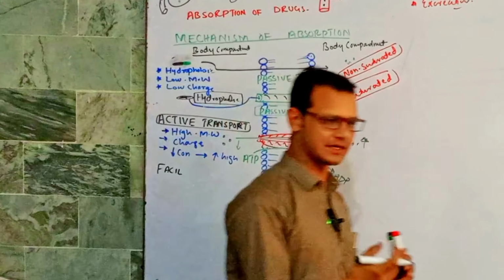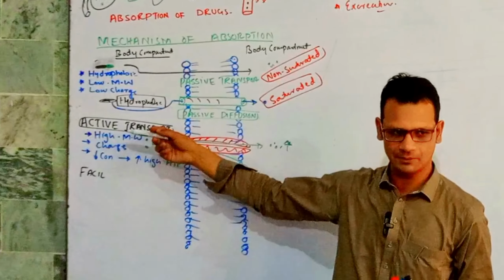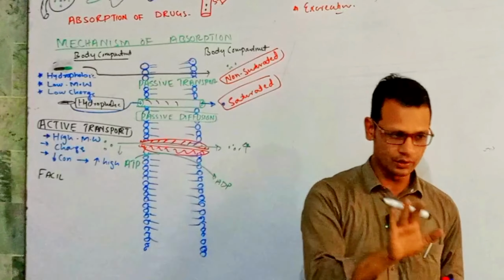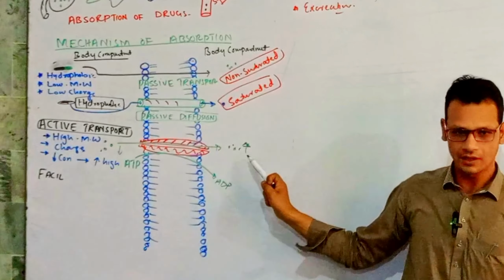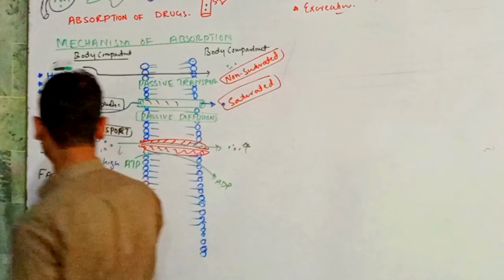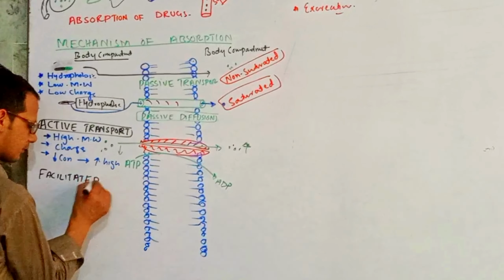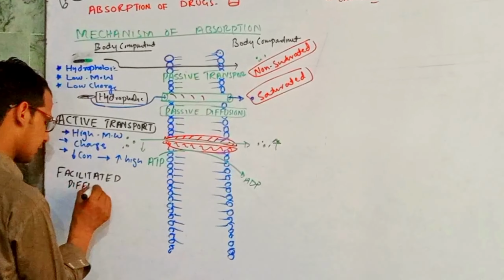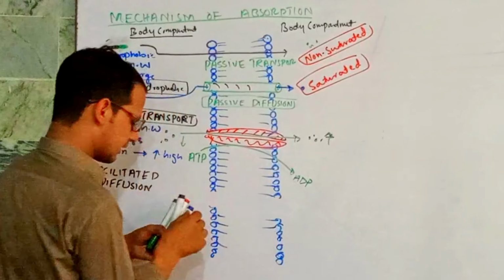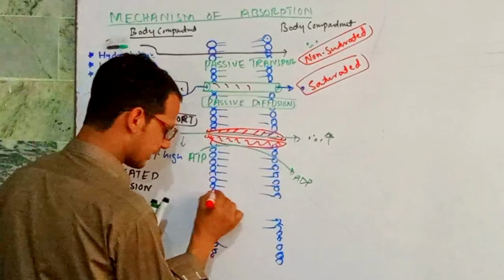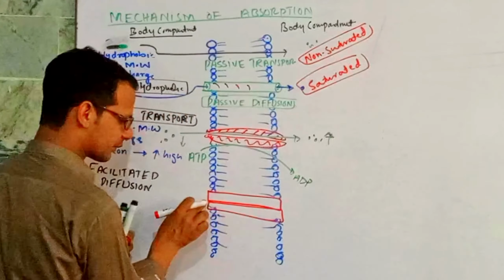Facilitated diffusion is also a type of this active transport. Or active transport is also a type of facilitated diffusion, but the only difference is that it is moving from low concentration into high concentration. And in facilitated diffusion, when there are some proteins present here, they will undergo some conformational changes. What are the conformational changes?